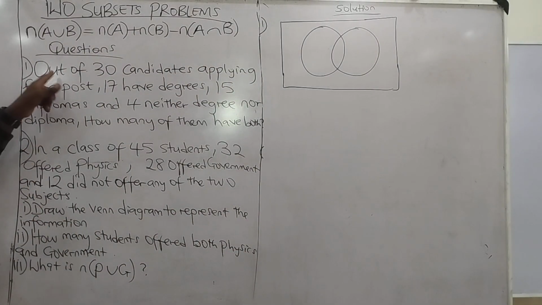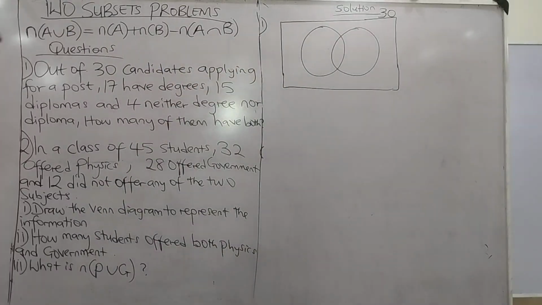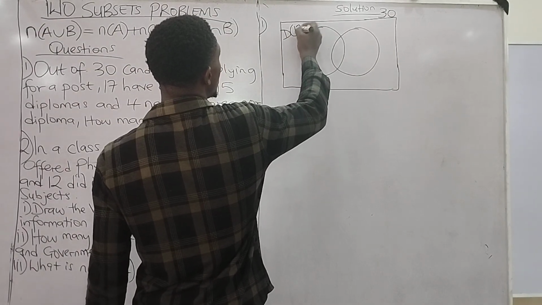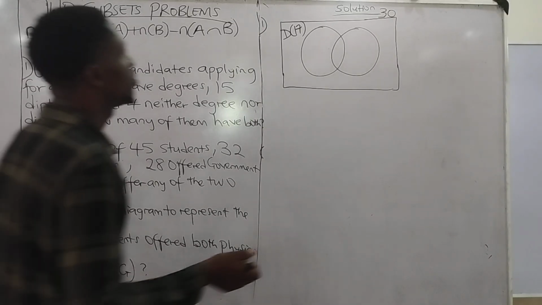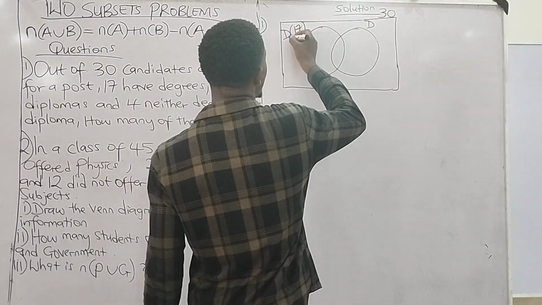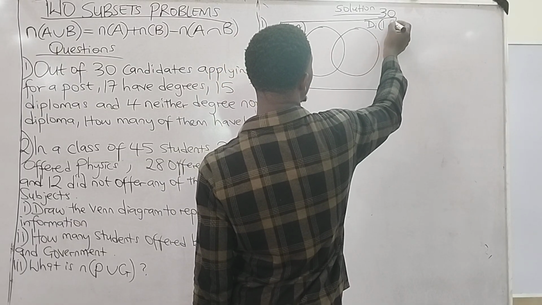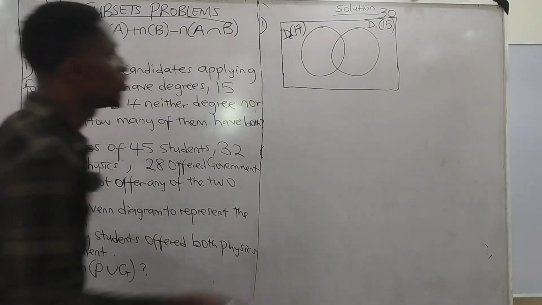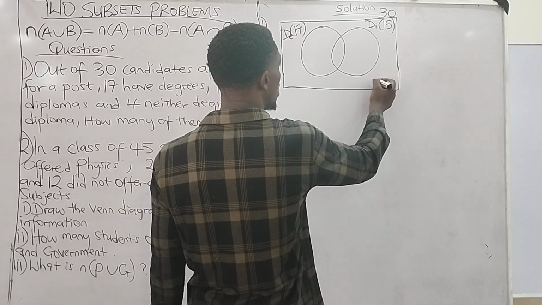So let's go to the question. Out of 30 candidates applying for a post, so 30 should be here outside, talking about the total. 17 have degrees. So let's use DE for degrees, so 17 have degrees, and DI for diplomas, 15 have diplomas. 4 have neither degree nor diploma. So neither is not within this degree and diploma, so let's put it outside here.